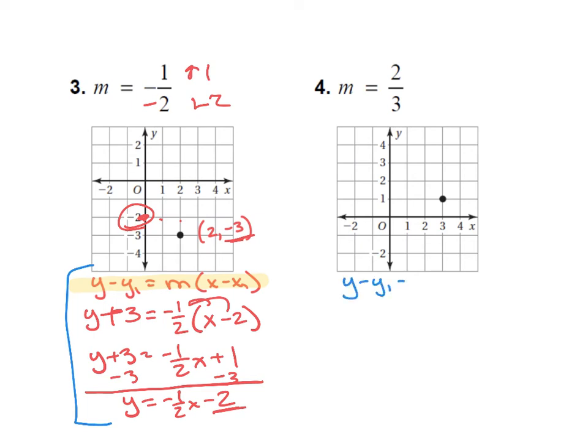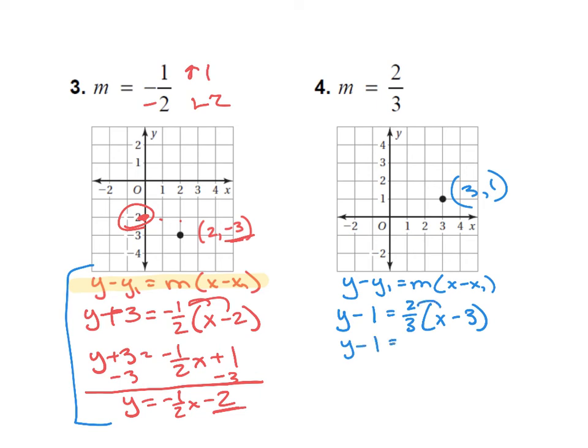Y minus y1 equals m times x minus x1, okay? Our point is 3, 1. So let's plug them in. Y minus 1 equals m times x minus x1. Y minus 1 stays the same. Distributive property, 2/3 x minus 2/3 of 3 is 1. I'm going to add 1 to both sides, which gives me 0. So y equals 2/3 x. You could put the plus 0, but you definitely don't have to.